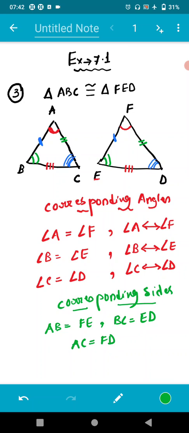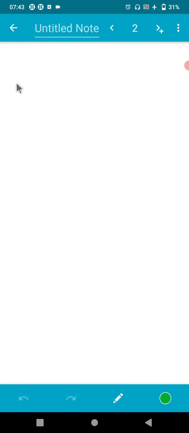Fine. So we have written all the corresponding angles and sides of the two triangles which are congruent to each other, that is triangle ABC and triangle FED. And remember that this is a congruent symbol. Fine. This is how we represent congruency. Now let's move on to sum number 4. Okay, very important sum and very easy as well.